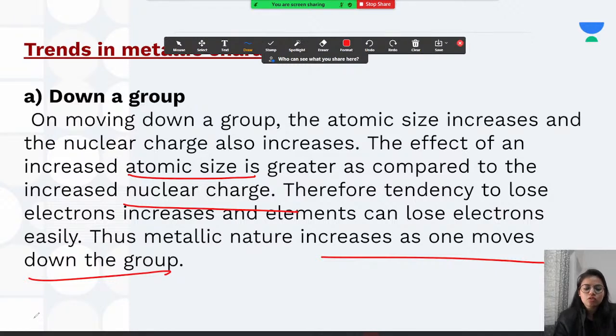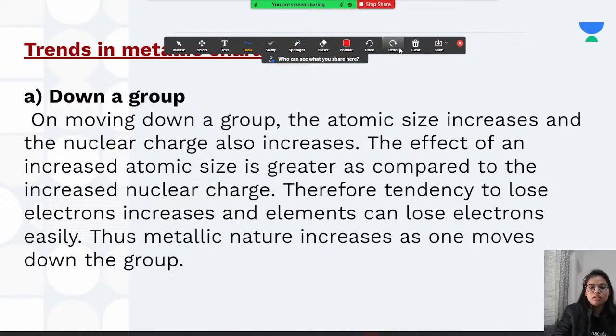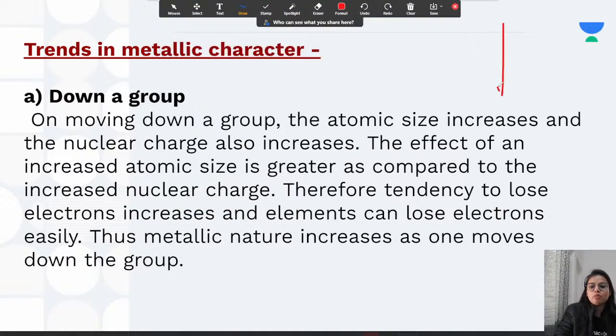Let me explain it to you again. What happens as we are moving down the group? There are two things happening. First, the size is increasing. And the second thing which is happening is the nuclear charge is increasing.